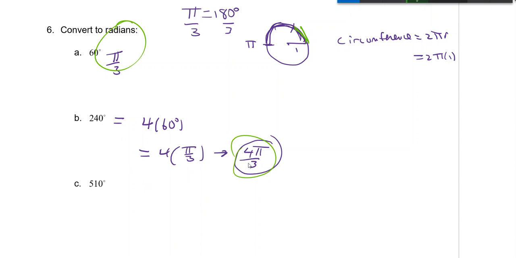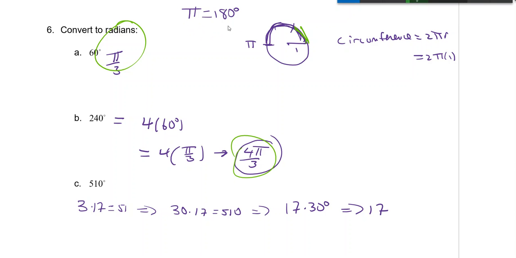And then this guy here is a little trickier. You have to recognize 510. The easiest way to recognize this is that 3 times 17 equals 51. If you recognize that, then it's pretty easy to jump to 30 times 17 equals 510. Just add a 0. If you don't, well, let's finish it this way first. So it's 17 30s. That's 17 times 30 degrees, and how do I get 30 degrees? Well, 30 degrees is a sixth of pi.